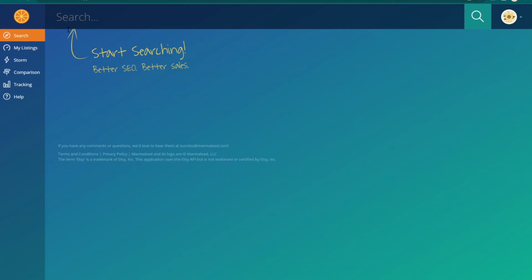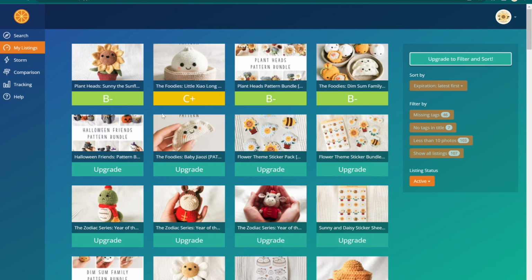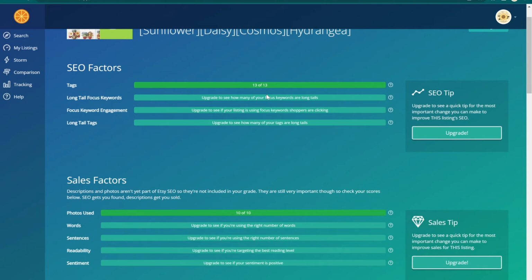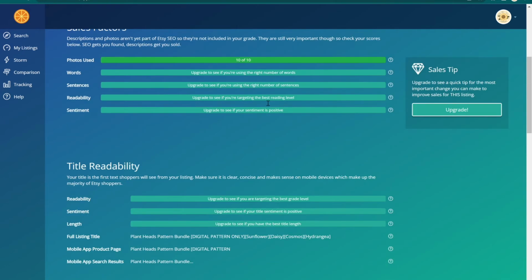So I used Marmalade. I used the free version, which is only available for 1 month, unfortunately. So if I was to go into my listings, yes, I would have to upgrade to see all of them. So you can see here for my plant heads pattern bundle, I have a B minus. So I need to upgrade this to see what is lacking.